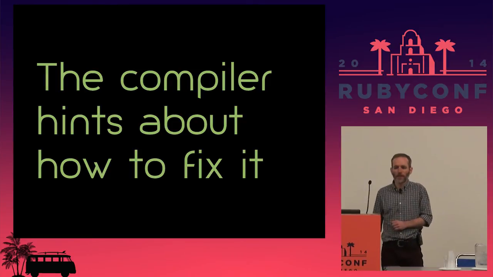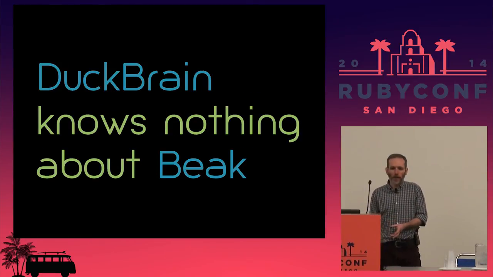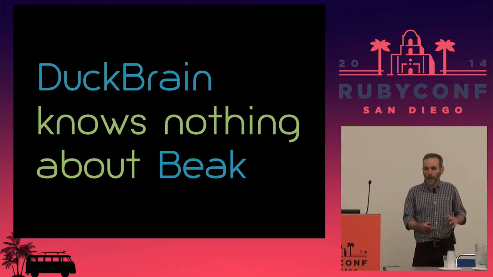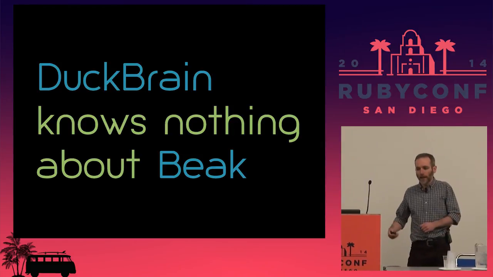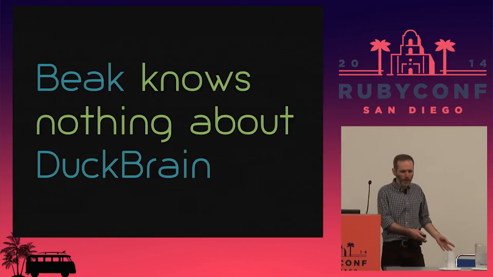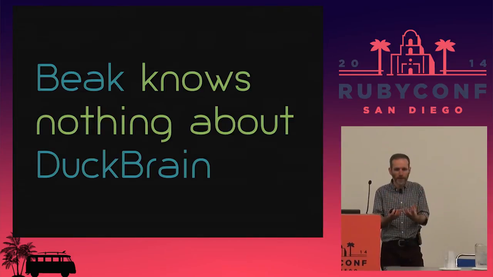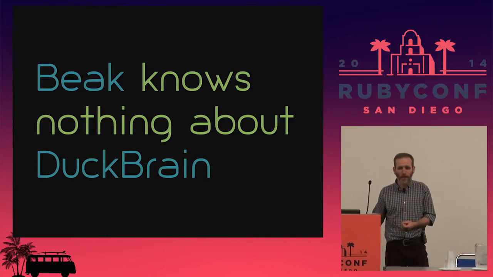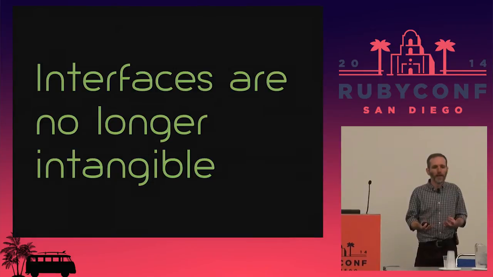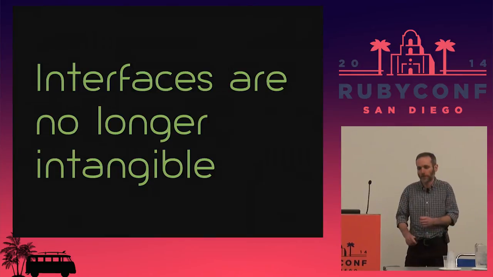There's another nice thing about the Go approach. When I was writing duck brain, I wasn't thinking about beak. I wasn't thinking about the implementation of anything. And likewise, when writing beak, I wasn't thinking about duck brain. They're only connected through this interface in the middle. And even better than that, the interface is tangible. I can have a look at my code and I can say, oh look, these are the messages that flow from duck brain to beak, between these two objects.